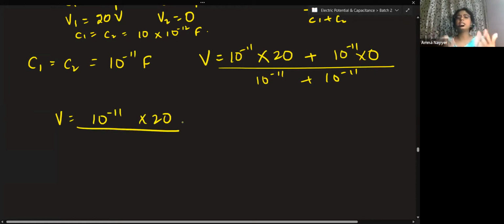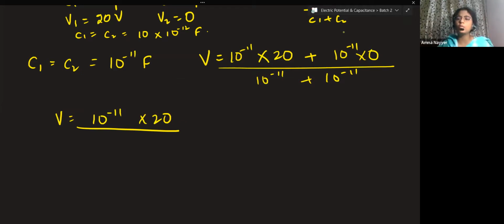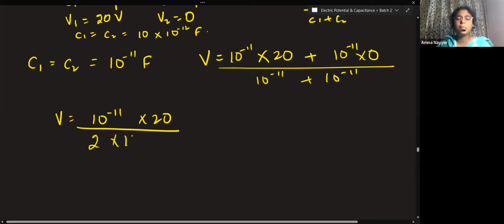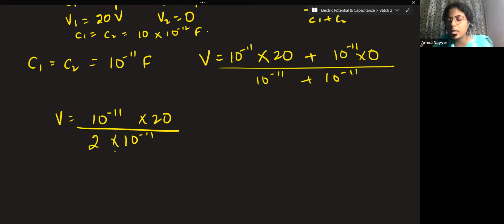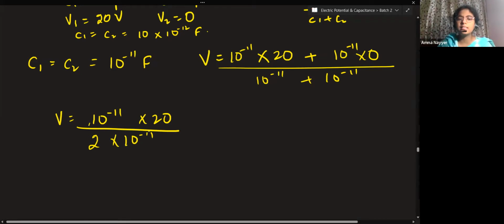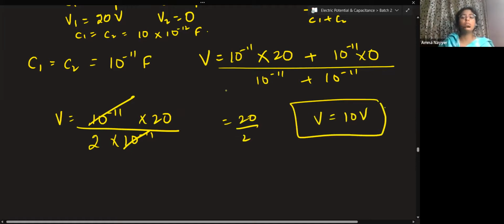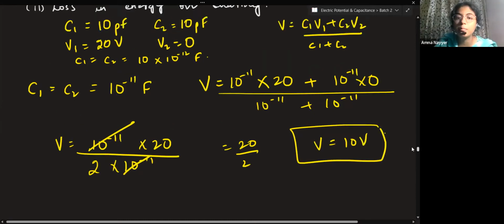Divided by: you are adding the same number 2 times, so you can just simply multiply the number by 2. This is 2 into 10 to the power minus 11. If you write 10 to the power minus 11 plus 10 to the power minus 11, or you write it as 2 into 10 to the power minus 11, you'll get the same answer. So your cancellation becomes easier. Now 20 divided by 2, and your common potential comes out to be 10 volts. So 10 volts is the correct answer. All those who have committed an error, just see where the mistake was done.